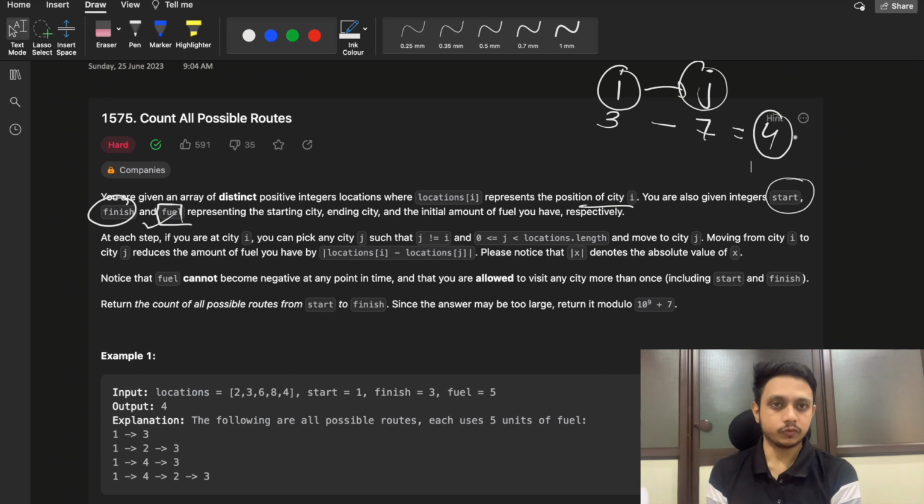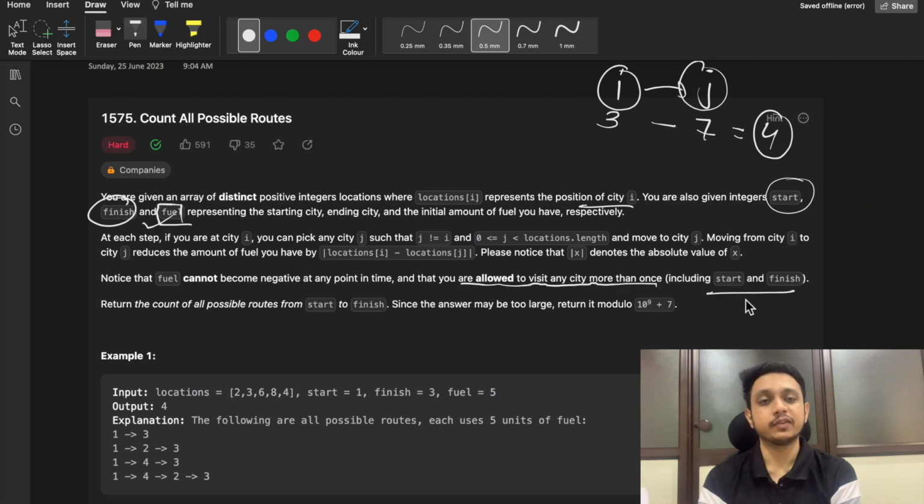Considering fuel as an important parameter, we will try to find the different possible routes from the starting city to the ending city. Another thing to note is that we can travel through the same city multiple times. You are allowed to visit any city more than once, including the start and finish city. The only thing you must take care of is the fuel. If you run out of fuel, you won't be able to complete your path to the finish city, and that is not a valid route. At the end we need to return the count of all possible routes, modulo 10 to the power 9 plus 7.